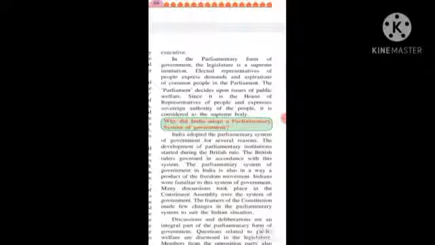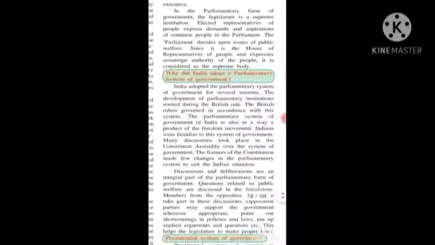The Parliament decides upon issues of public welfare. Now, Parliament decides what are the issues which are very, very important for the welfare of the people. Since it is the House of Representatives of the people and expresses the sovereign authority of the people, it is considered as the supreme body. Now, why did India adopt a parliamentary system of government?